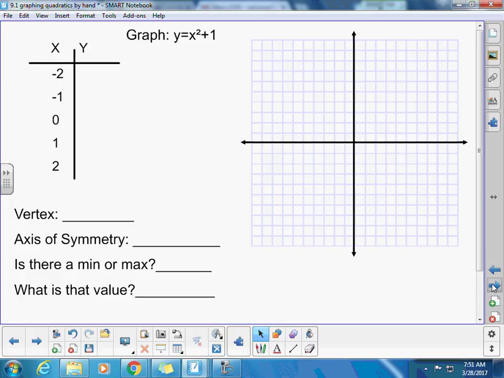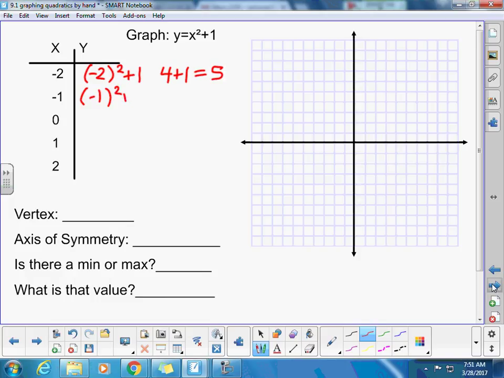We had y equals x squared as a parent graph. Now we're doing x squared plus 1. So let's plug in numbers. If we put in -2, again, we have (-2) squared plus 1, which is 4 plus 1, which equals 5.